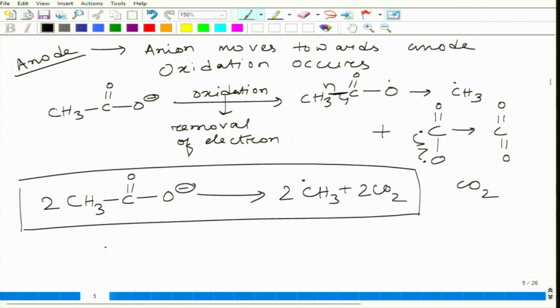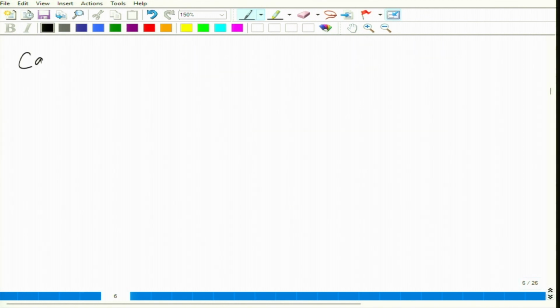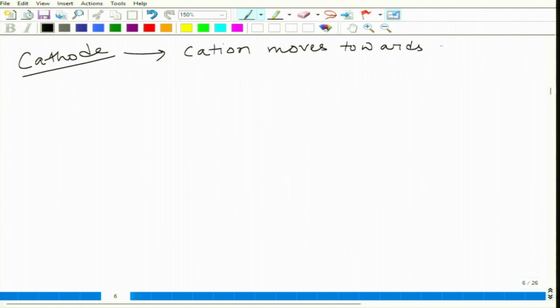Now, these 2 methyl free radicals will join together to form ethane. Okay. Now there is cathode. If reaction is occurring in anode, then there will be something in cathode also. What is cathode? Cathode is the electrode where cation moves to. Cation moves towards cathode, and in cathode reduction occurs.